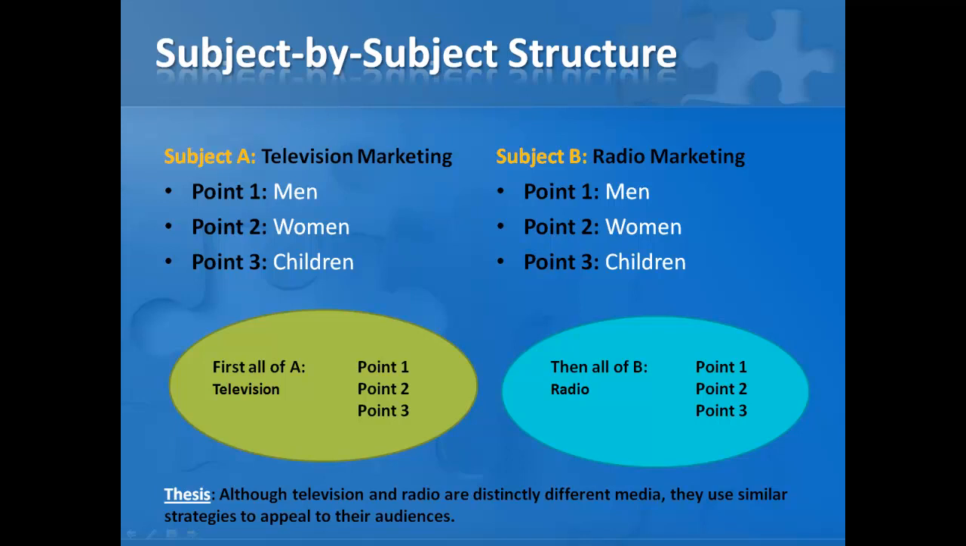When you completely talk about television marketing and you get done talking about television marketing in regards to children, you're going to transition into radio marketing, which is subject B. Then you're going to talk all about radio marketing between men, women, and children. Again, you do not mix and match A and B, meaning you don't talk about A first and then B. That's another organizational structure. In this subject by subject structure, you talk all about A first, your first object, and then you talk all about B, or your second object.